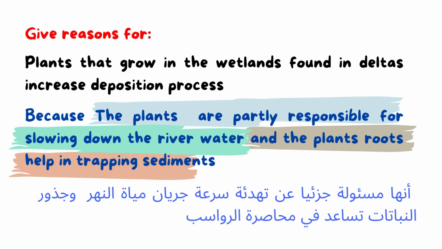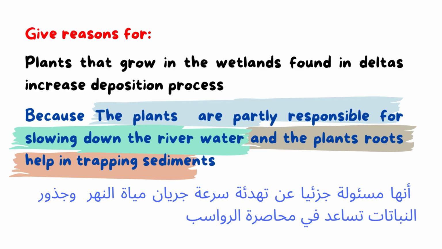The two reasons for how the plants that grow in the wetlands found in deltas increase the deposition process are that the plants are partly responsible for slowing down the river water, and the plants' roots help in trapping the sediments.